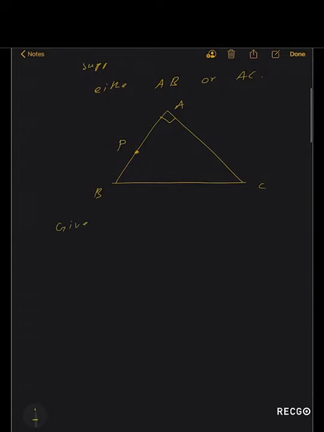Here the lengths of AB and AC are both equal to 1. So it is given that AB and AC are both equal to 1, right? Now what you can see is that AP plus PB, as you can see in the diagram, is equal to AB.